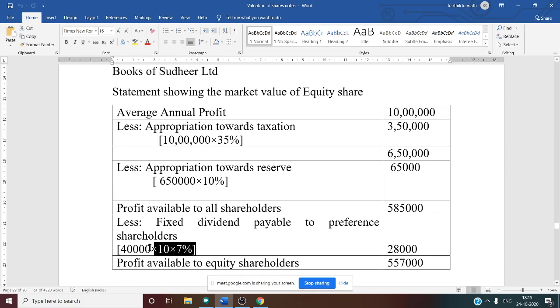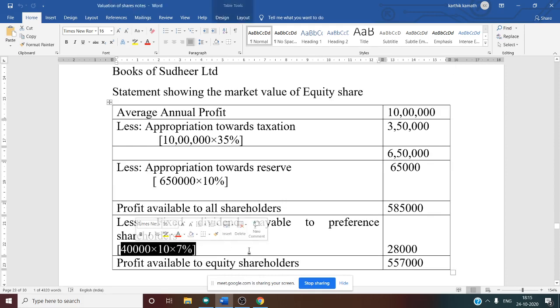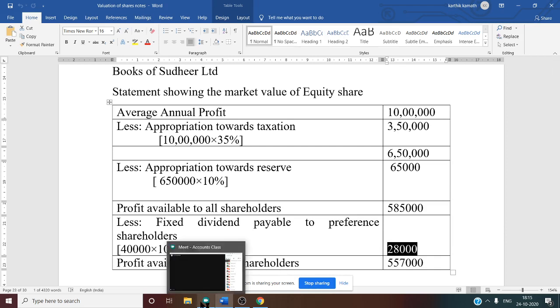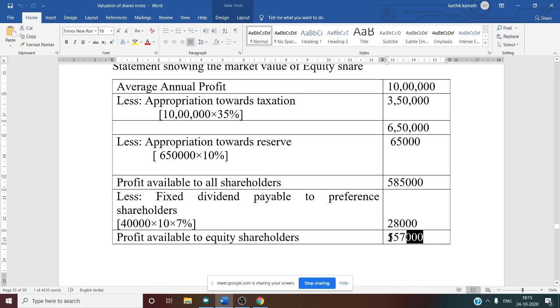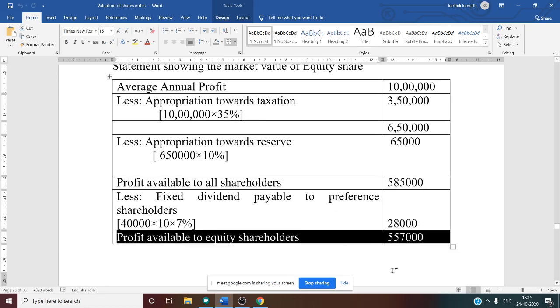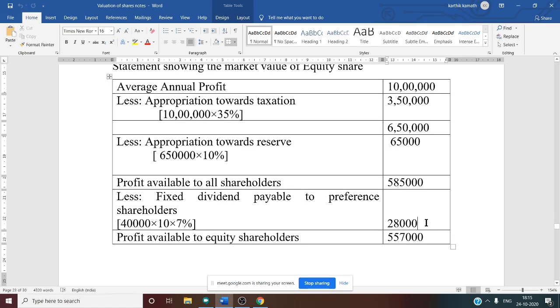See this, 4 lakh, 40,000 into 10 into 7%. That is 4 lakh into 7%. If you do, you will get the fixed dividend amount. Why? Because preference shareholders are entitled to a fixed dividend every year. That is why 28,000 is the fixed dividend for this particular year. After that, you can get the final amount, that is profit available to equity shareholders. How to get it? From profit available to all shareholders, deduct the fixed dividend payable to preference shareholders, 28,000. The final amount is 5,57,000. So now we know the profit available to equity shareholders.